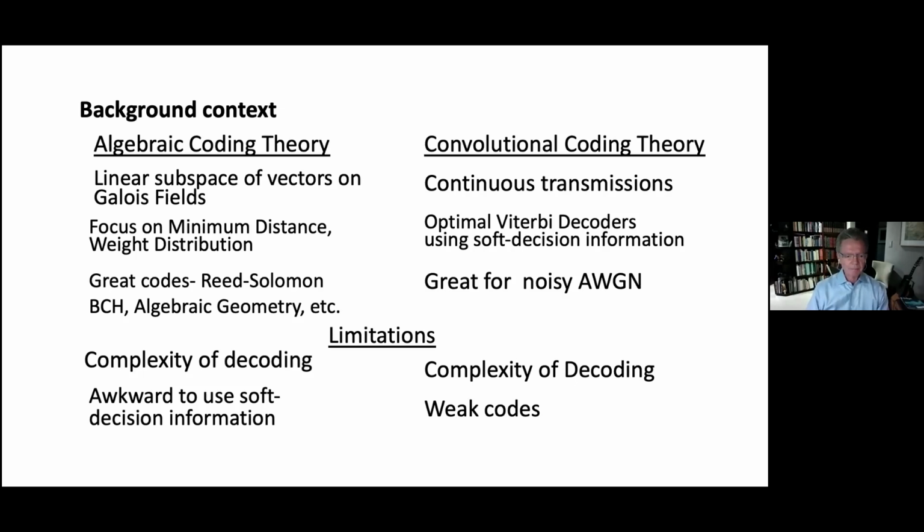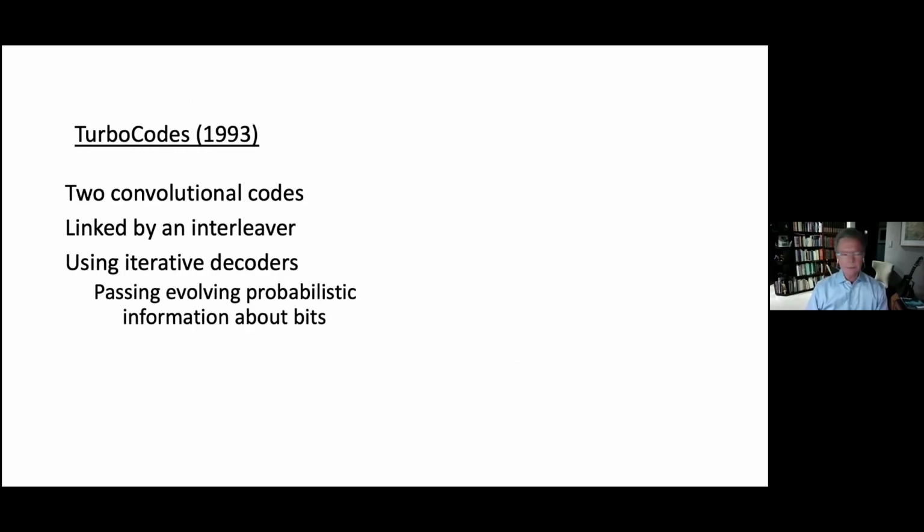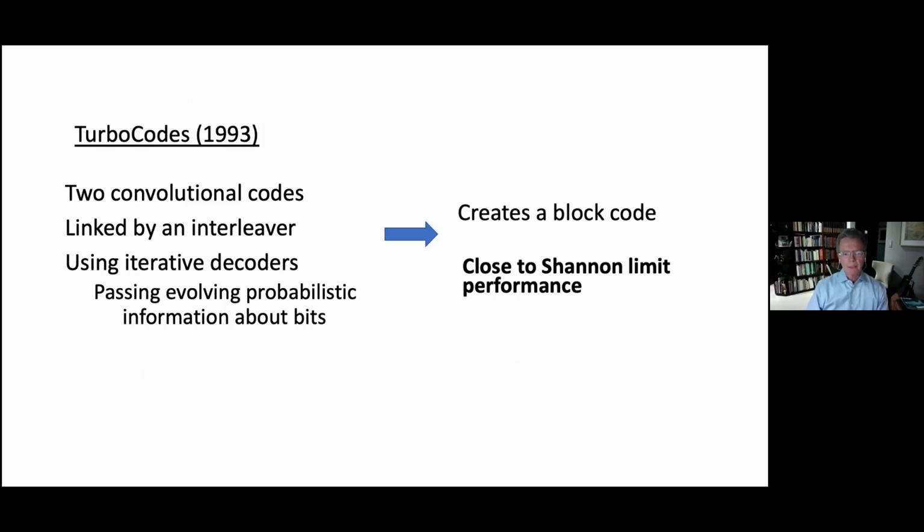That was his view. So then came turbo codes, which took two convolutional codes. This is Claude Berrou, Alain Glavieux, and their postdoc Punya Thitimajshima. And they said we can link two convolutional codes together with an interleaver, and we can use iterative decoders that pass probabilistic information about the bits, and we get some really great performance. It really creates a block code out of what used to be this continuous infinite transmission, because once you have an interleaver over a certain space, now I know that they're moving, so that's not the case, but if you have a finite interleaver, that's what you've got.